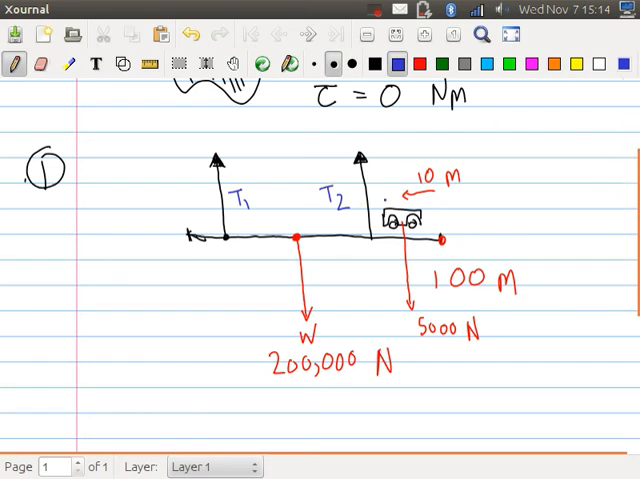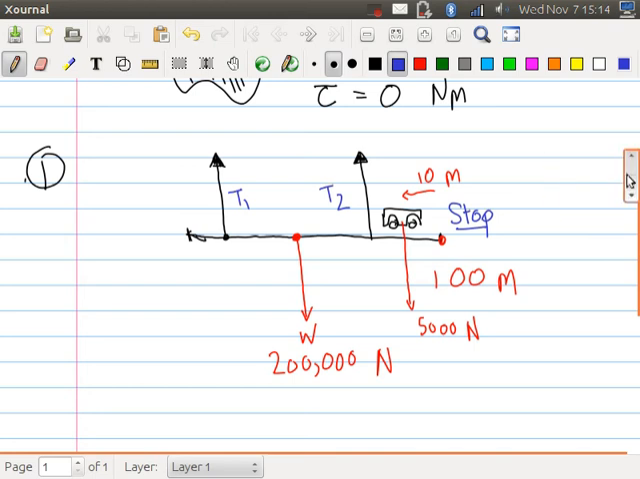Is the bridge moving? No, it's going to be in equilibrium. And let's make our life easy. Let's say the car has stopped. Maybe it broke down, maybe if it's a Nissan Micra or a Fiat Punto.